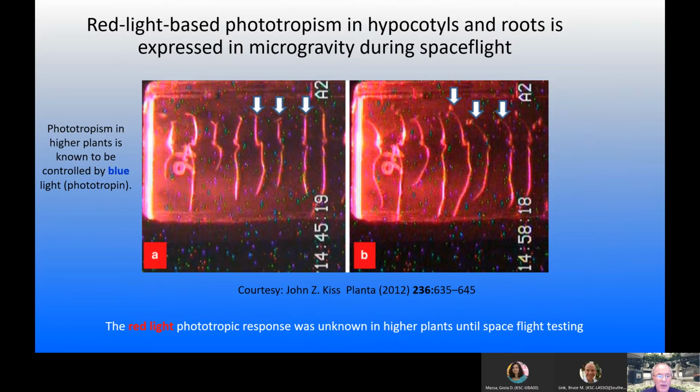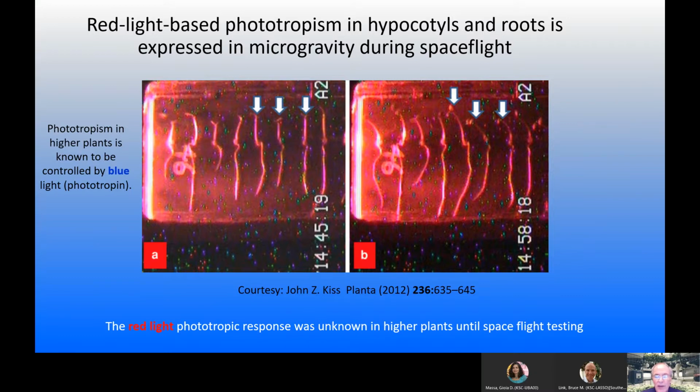Another example of some experiments done on centrifuges, this is a photo courtesy of John Kiss from some of his research on the space station. In a lot of his studies, he validated that blue light is a strong orienting cue for phototropism in plants. This was a well-known phenomenon in plant physiology, and space is a great place to study phototropism.